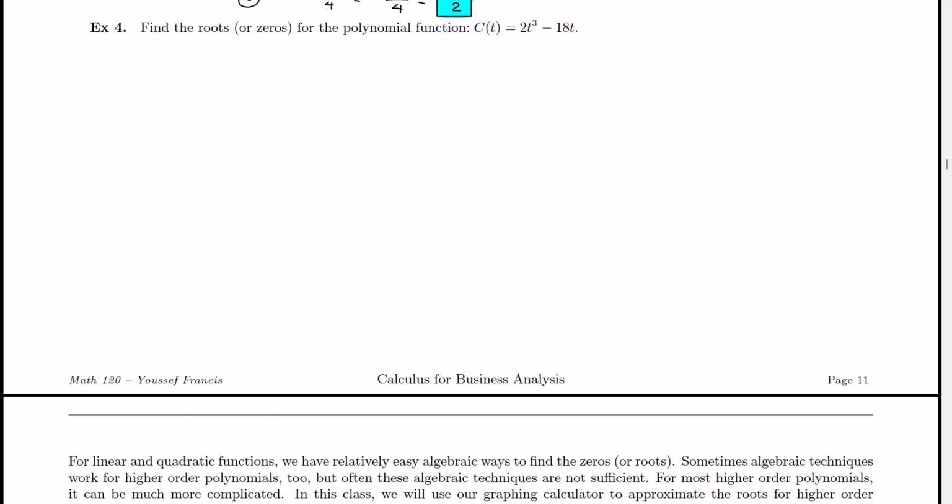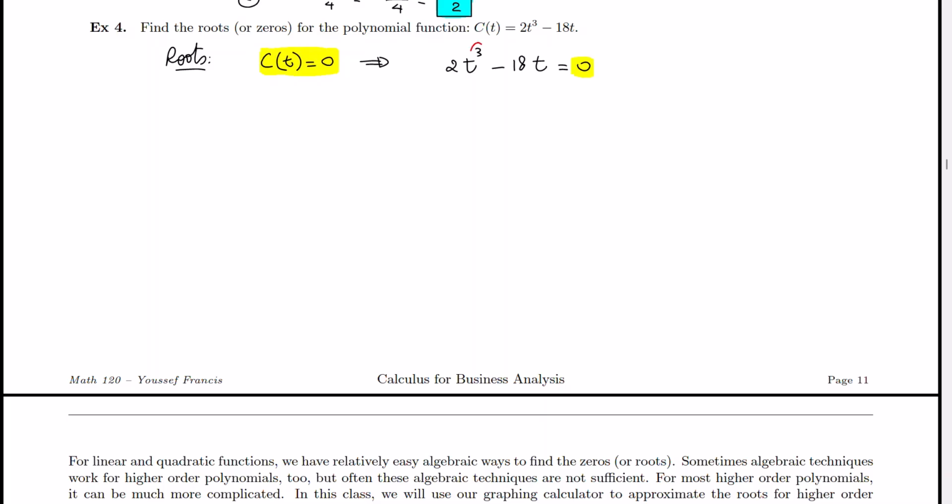Okay, so for example 4, we'll just repeat this whole process all over again. So it says find the roots or the zeros of the polynomial, and in this case the polynomial is written in terms of t. The polynomial is c of t equal to 2t cubed minus 18t. So I want the roots. That means I'm going to let the polynomial itself equal 0. So I'm going to grab the 2t cubed minus 18t and set it all equal to 0. So replace c of t with the 0.